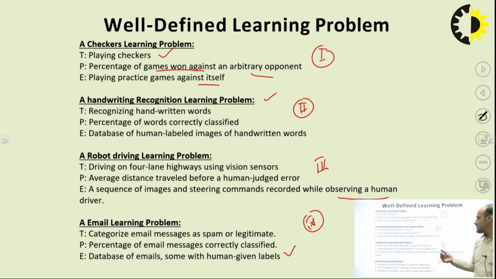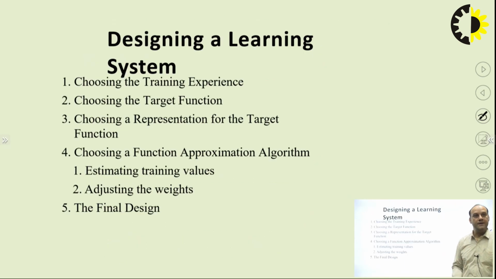Okay? So these are the 4 examples through which you can understand how we are going to define a learning problem. These 3 components were taken from the machine learning definition: T for task, P for performance measure, and E stands for experience. Now what we have to do is design a learning system. This is a very important topic, so now I am briefly explaining how we are going to design a learning system.